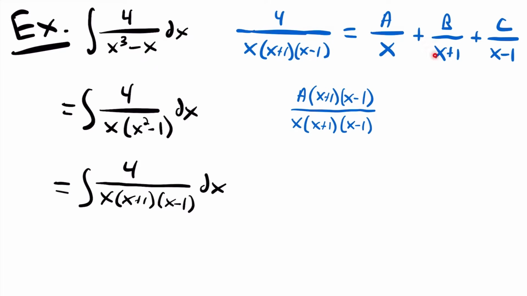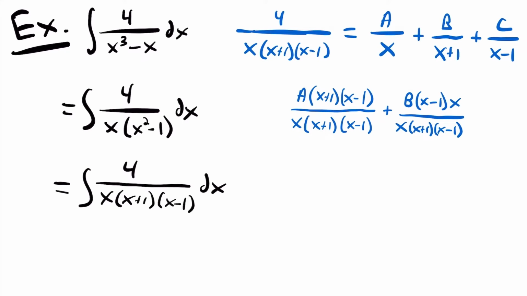If we did that for our second fraction, we have x plus 1 in the denominator, but we need x and x minus 1. So we would have plus B times x minus 1 times x divided by x times x plus 1 times x minus 1.